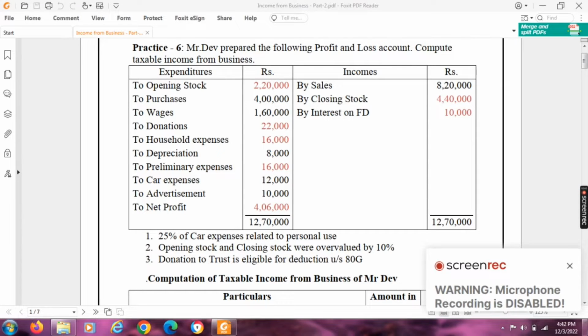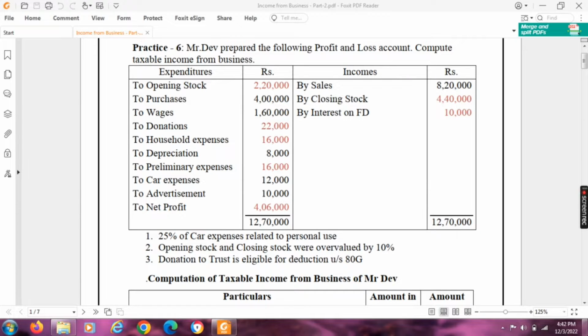Income from Business Part 2. Let me see practice 6. Mr. Dev prepared the following profit and loss account, compute taxable income from business.